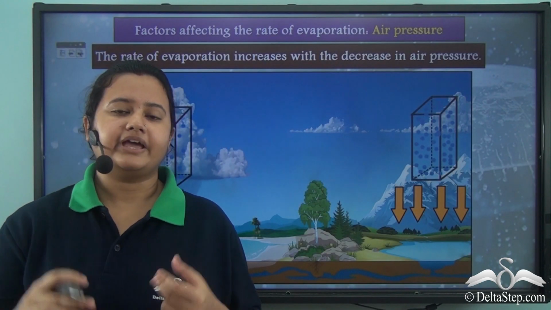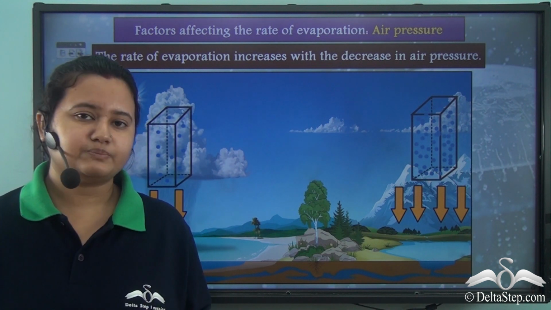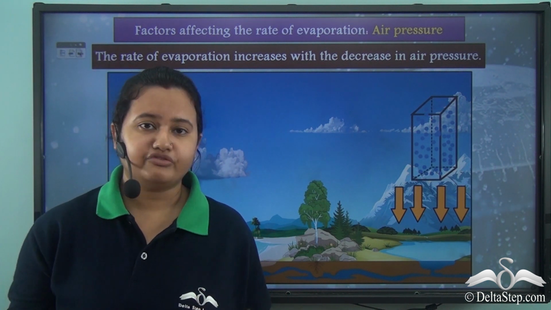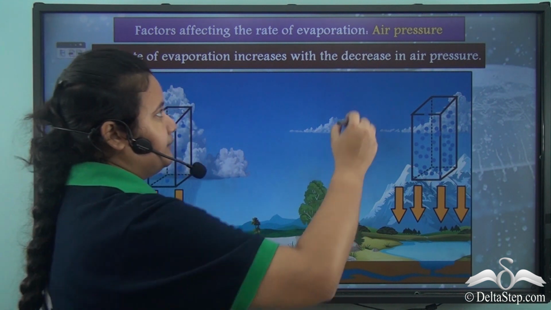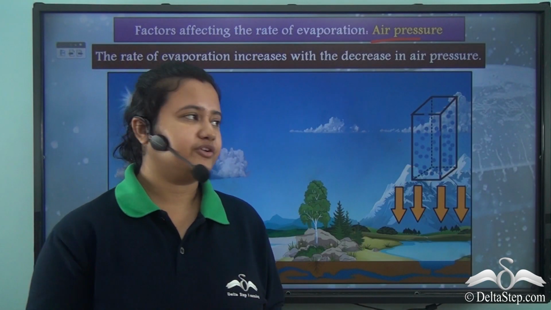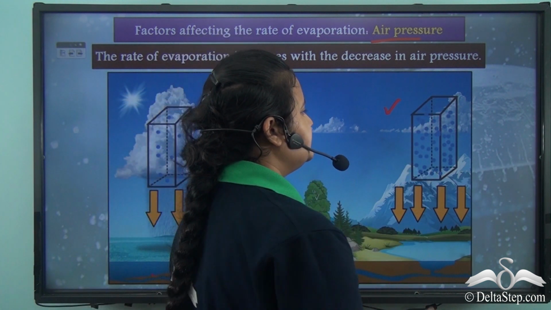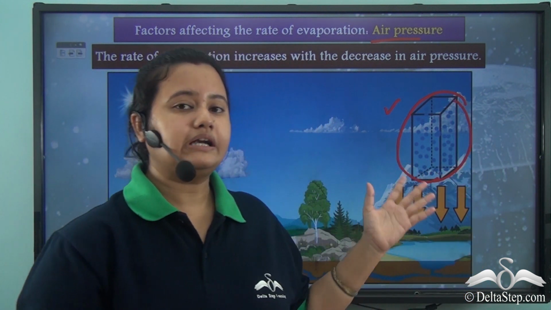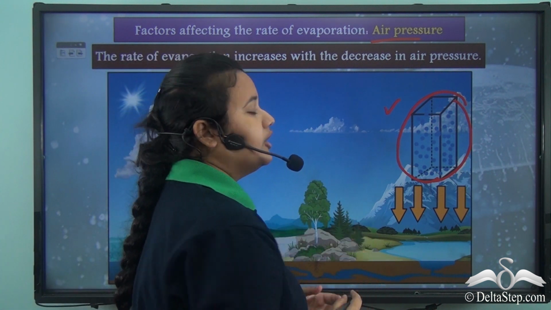Now, apart from air temperature, surface area of the evaporating body, wind speed and relative humidity, there is yet another factor that affects the rate of evaporation, and that factor is air pressure or atmospheric pressure. The air prevailing in colder regions is dense, that is, it contains more air molecules. Now, the cold dense air exerts more air pressure compared to warm air.